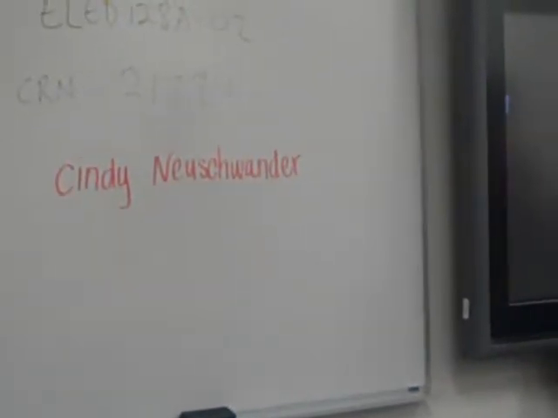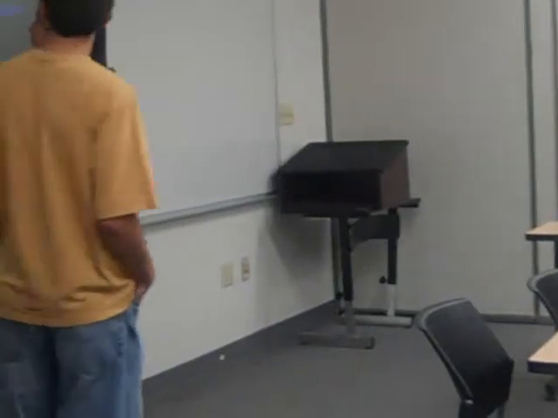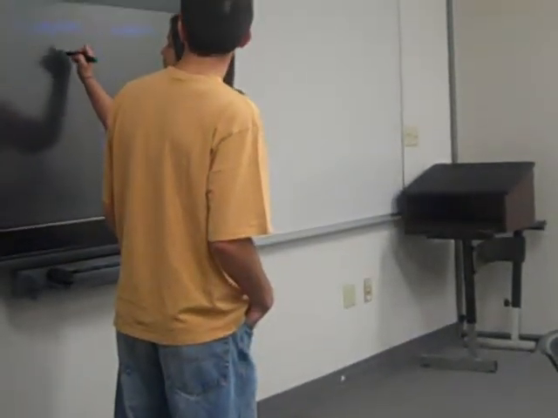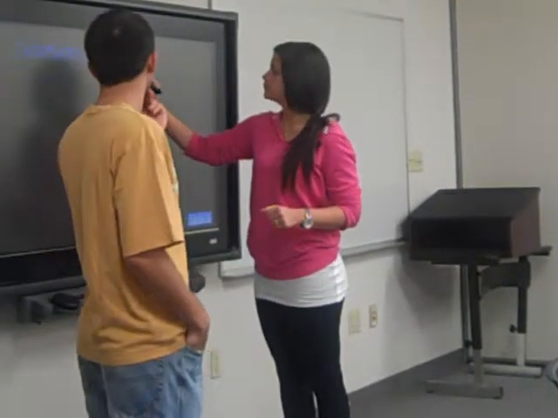Okay, my first group over here, you girls done? Yes. Okay, what did you get for your circumference? 7.5 inches. And your diameter? 2 7/16 inches.